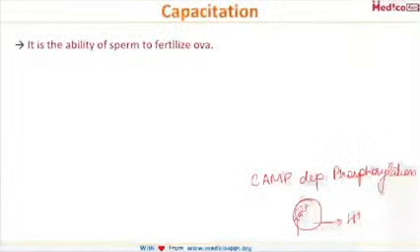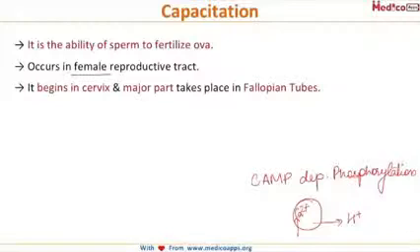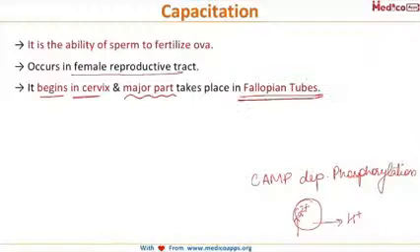First of all, when the sperm enters the female reproductive tract, these sperms are not capable of fertilizing the ova. So the process which makes these sperms capable of fertilizing the ova is called capacitation. And where does it occur? It occurs in the female reproductive tract. It begins in the cervix and the major part takes place in the fallopian tubes. So majorly capacitation occurs in the fallopian tubes.